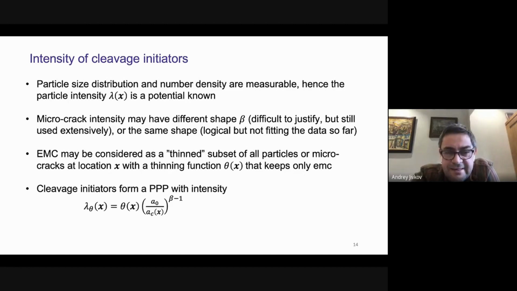And then one can think in this case of the eligible microcracks as a thin subset of all particles or all microcracks at a particular location with some thinning function theta of x, which keeps only the eligible microcracks, not the ones that are going to blunt. Now, in that case, the cleavage initiator intensity takes this form on the bottom of the slide. So you have a thinning function and you have the integral of the either particle or microcrack size distribution.